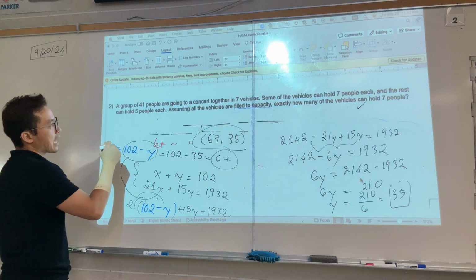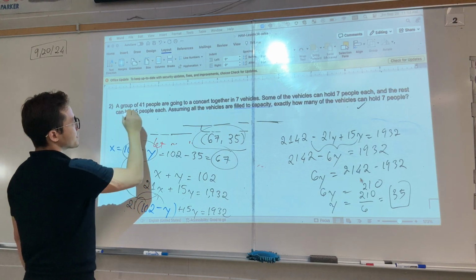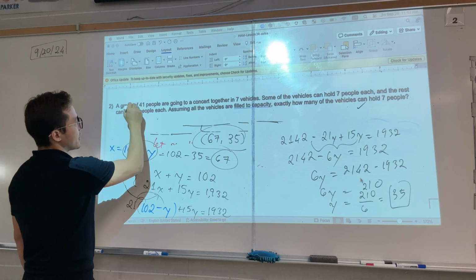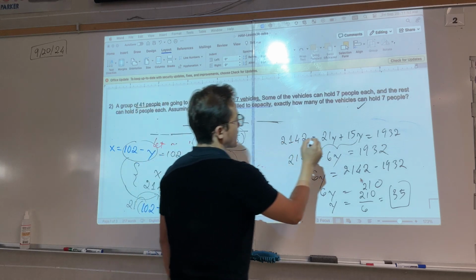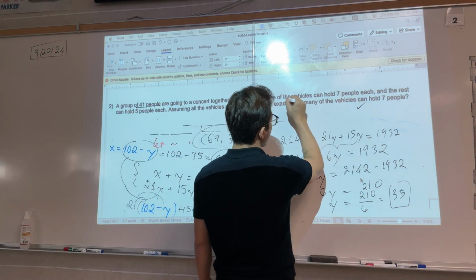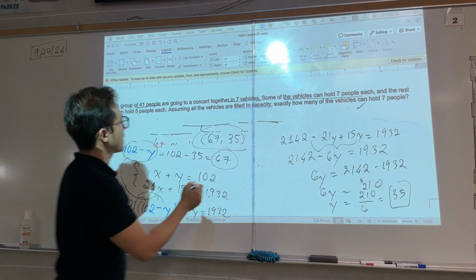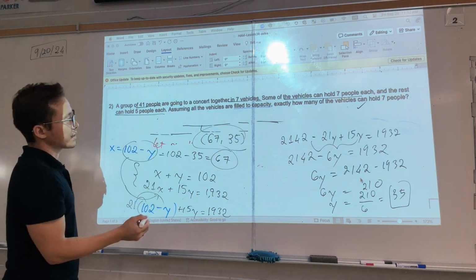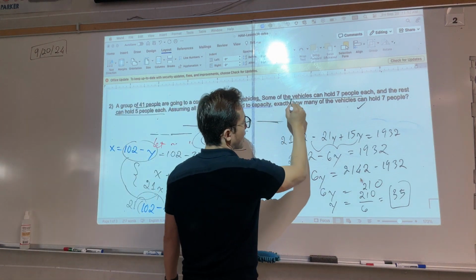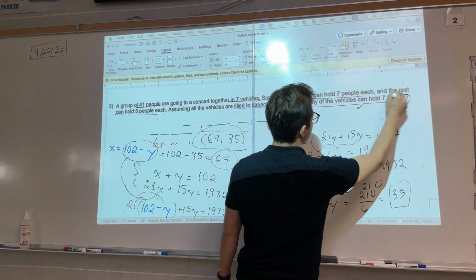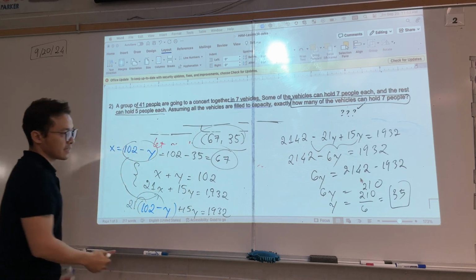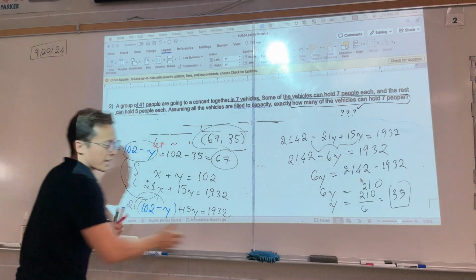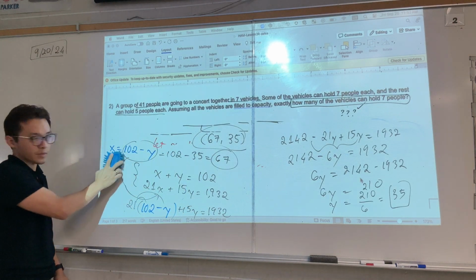Okay, so how do we analyze this? We could underline group of 41 people, 41 people, and then 7 vehicles, in 7 vehicles. And then it can hold 7, right, some vehicles can hold 7, and the rest can hold 5. And then we box how many of the vehicles can hold 7 people. All right, so this is where we should start first. That's the question. Thank you. Let's give Sabrina 1 point. Can I erase this? Yeah. Okay.